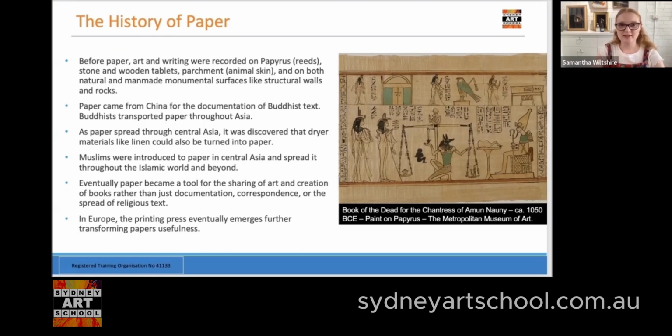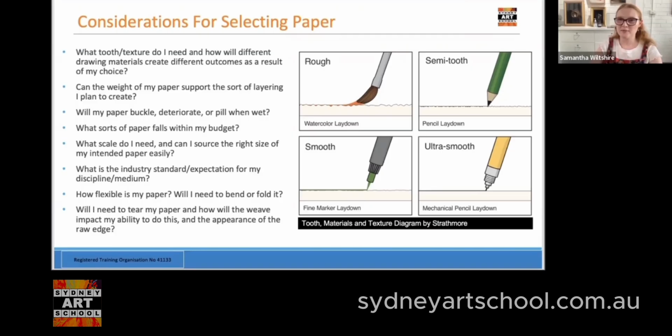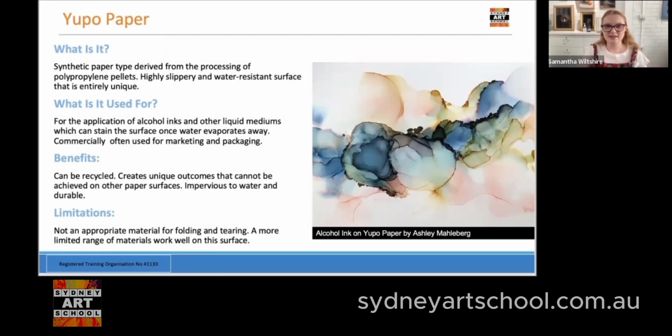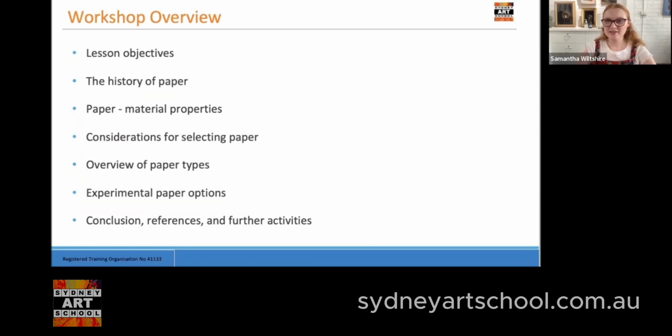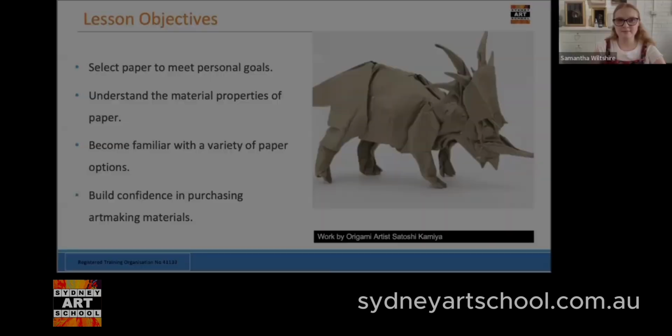This tutorial. My name is Samantha Wiltshire, and today we'll be talking all about how to understand the paper that you're using for your art making. We'll be running through some lesson objectives, discussing the history of paper. We'll be learning about paper and its material properties. We'll be considering what thoughts might go into selecting the right paper for your project. We'll be going through an overview of some main paper types you might come across. We'll be talking about experimental options for paper and concluding with some references and further activities.